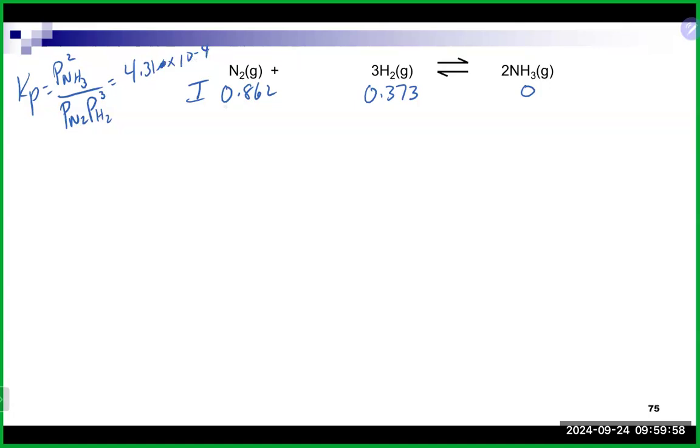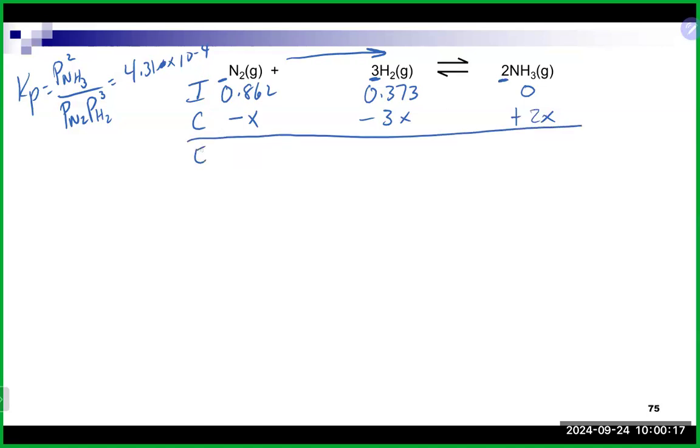Okay, the change here is going to be minus x. Again, we could assume safely that it is heading in this direction since we have no products. Minus 3x, once again, for the coefficients. We have to take those into account. We should be adding some products here, so a plus 2x on the product side. Bringing everybody down here, 0.862 minus x, 0.373 minus 3x, and 2x. Any questions on the ICE table here?